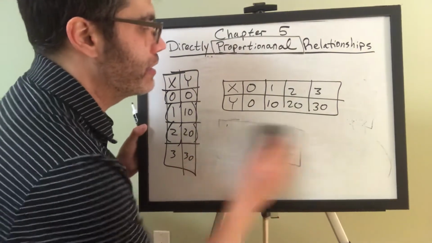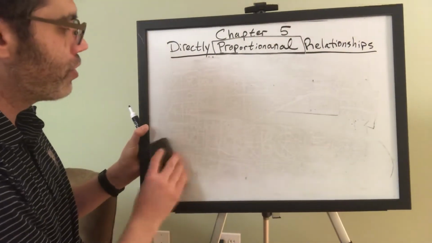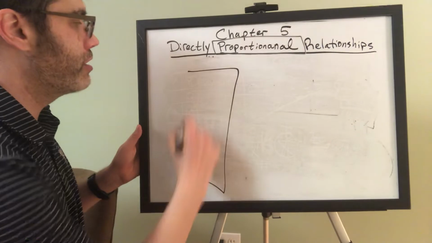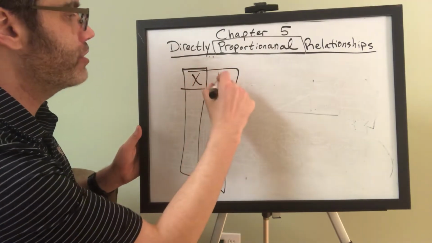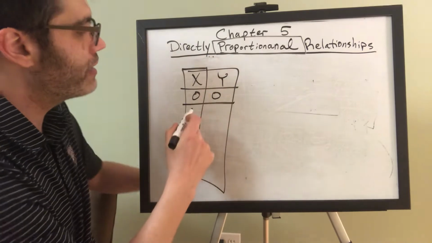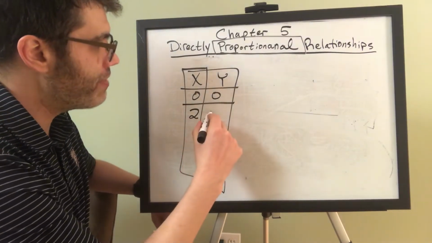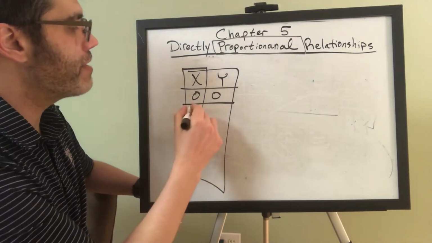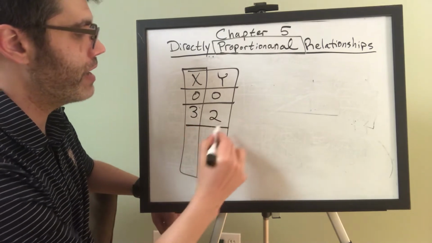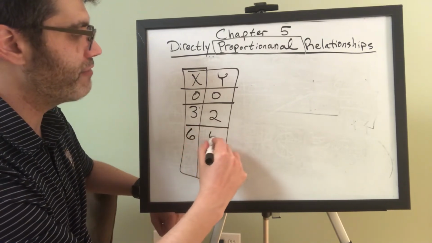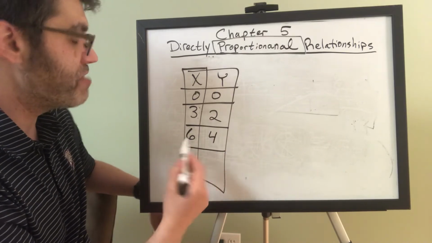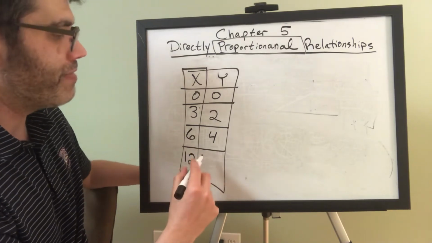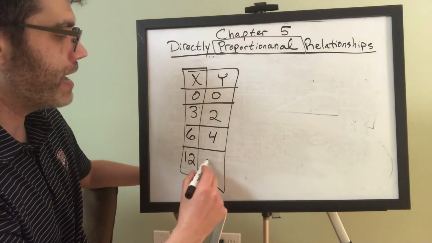So let me show you an example of a table where the constant of proportionality is maybe 2/3. Okay, so let's start off with a nice table here. We have our x and our y. We start off with 0, 0. And let's say we go to 2, and then, well, how about, let's say 3 and then 2. Okay, let's say 6 and then 4. Let's say, I don't know, maybe 12 and then 8.